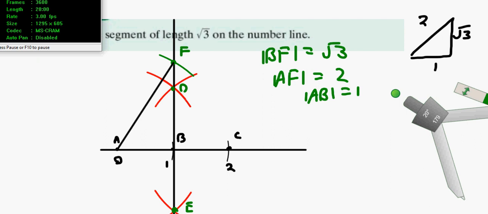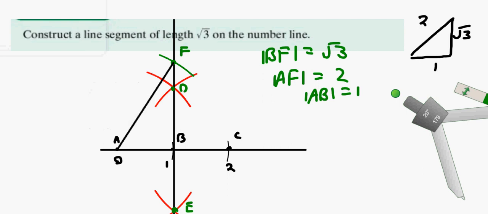I think only one problem here, okay? The problem here was I actually shouldn't have started the A off at 0. I should have started A off at -1. B would therefore be 0, and what would C therefore be? 1. So, does everybody see the length B to F, which we all know is root 3?